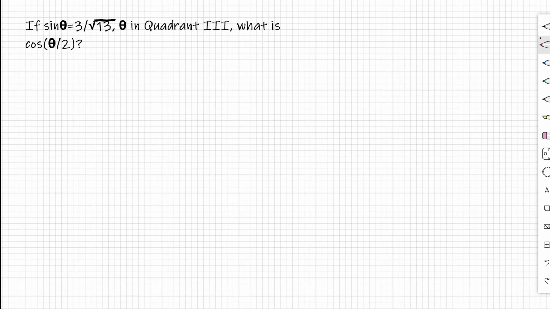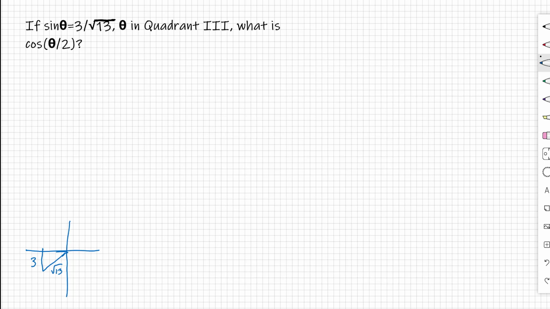If sine of theta is 3 over the square root of 13, and theta is in quadrant 3, what is cosine of theta over 2? So we got a couple of things going on here. First off, we know we're going to be down here in quadrant 3. And because sine of theta is 3 over the square root of 13, we know that means the opposite is 3. The hypotenuse is the square root of 13.